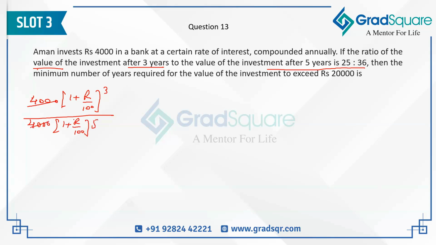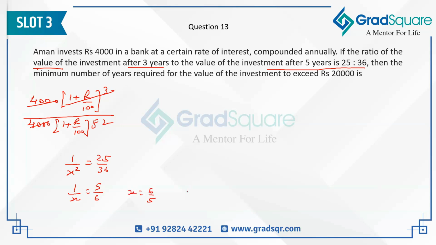So 4,000 will get cancelled out, and 1 plus r by 100 to the power of 3 will get cancelled out, and you will get a square over here. Let me take 1 plus r by 100 as x. That makes my life a bit easier. 1 by x square is turning out to be equal to 25 by 36. So 1 by x will turn out to be equal to 5 by 6. So x will turn out to be equal to 6 by 5.